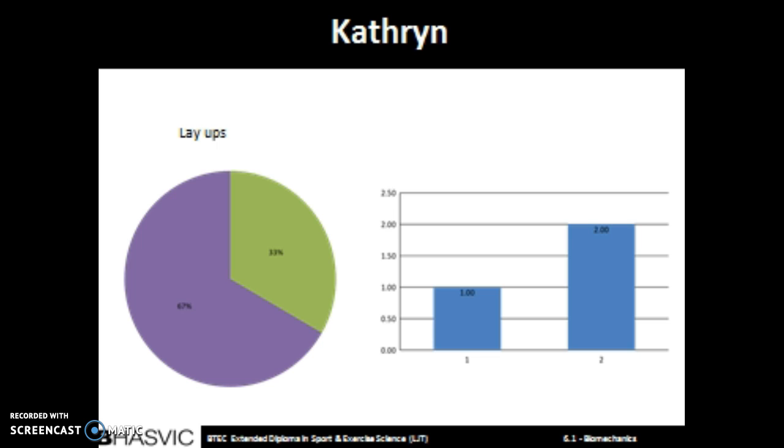Here you can see your performance within layups, so you can see that you missed more layups than you scored. So from the graph you can see that out of the 3 shots that you took, you missed 2 and scored 1. So this could also be a skill that you would want to develop if you're going to be a forward, as one of your main skills is to shoot.